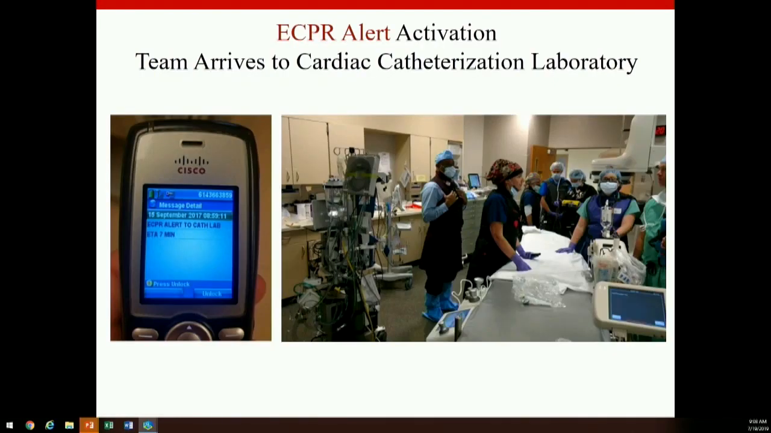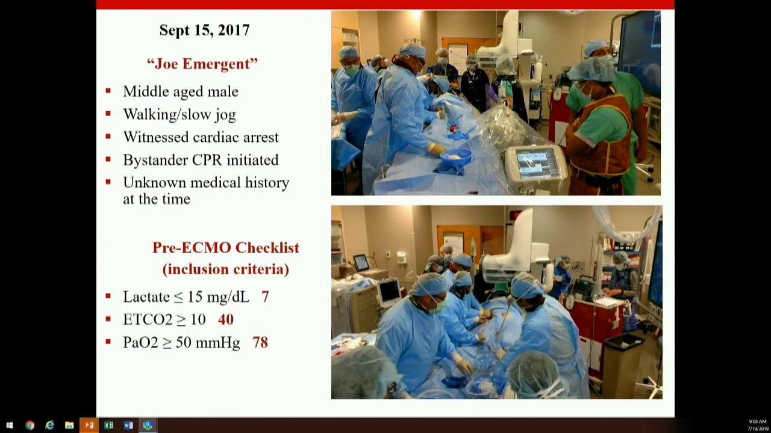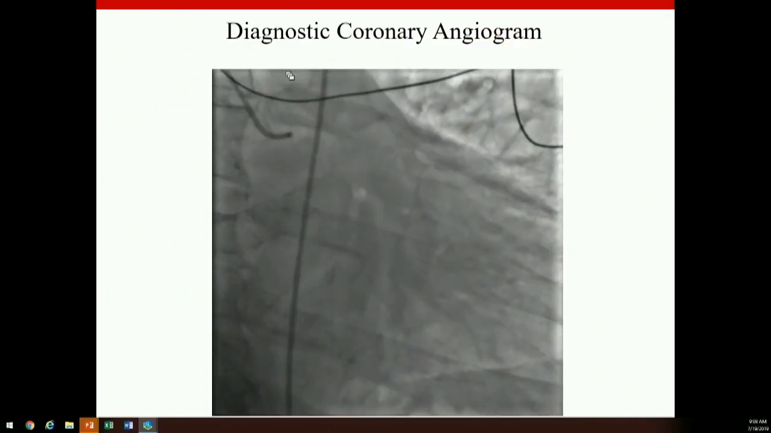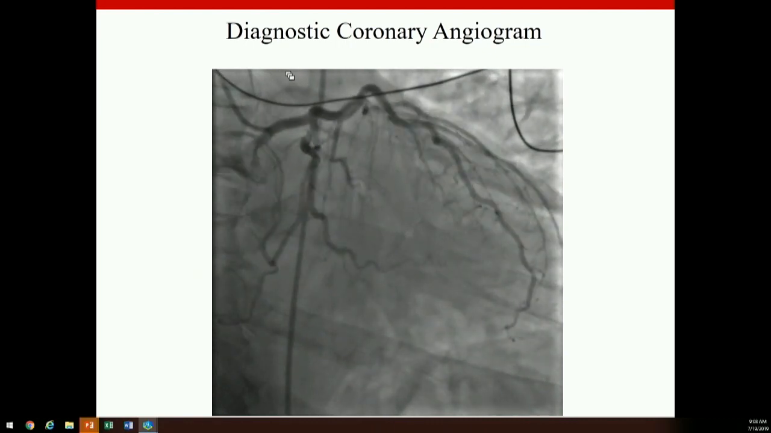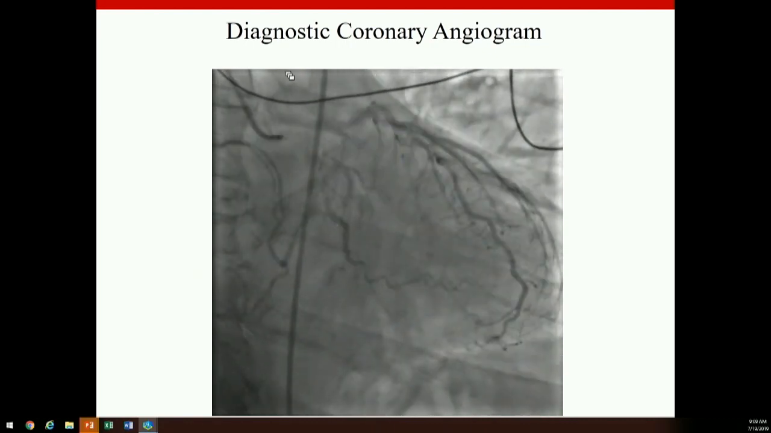This is the cath lab team waiting for the patient. Every single person here has a role. They know what to do when the patient shows up so that it's not chaotic, so it runs smooth and it's efficient. So the patient came in, ABG was obtained, lactate was 7, PO2 was 78, end-tidal tube was 40, so it was a go. Cannulas were placed, patient was placed on ECMO, automated CPR device was stopped, and we did a coronary angio, thinking we're going to find a culprit lesion, stent it, and reverse a reversible cause.